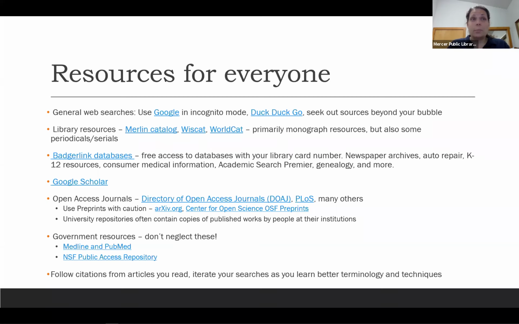There are also lots of open access journals. So I talked earlier about open access. These are the ones that you do not have to subscribe to. Anybody can get access to them. The directory of open access journals can lead you towards some good ones.